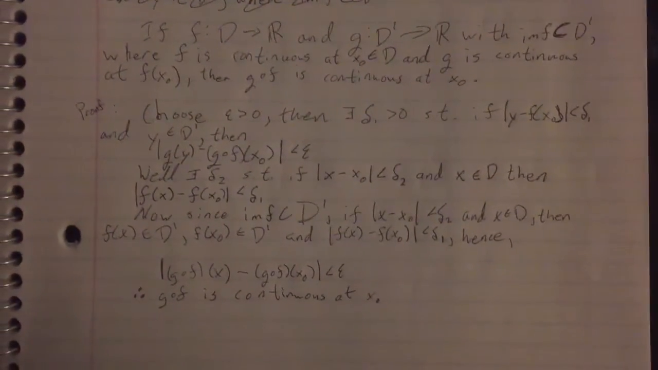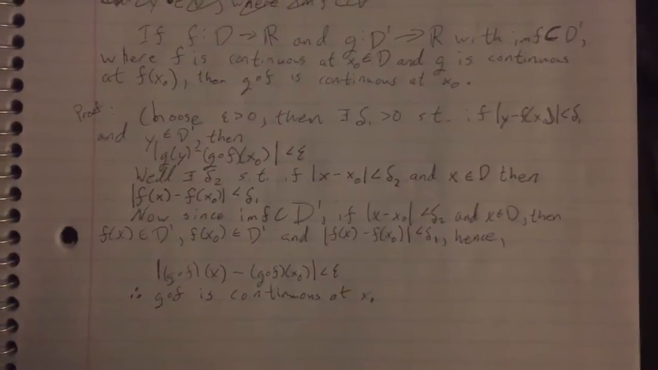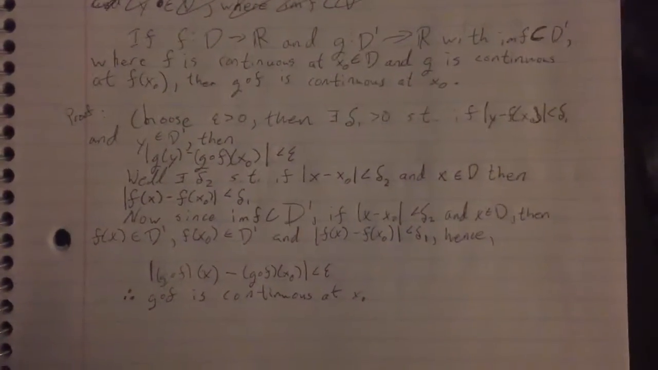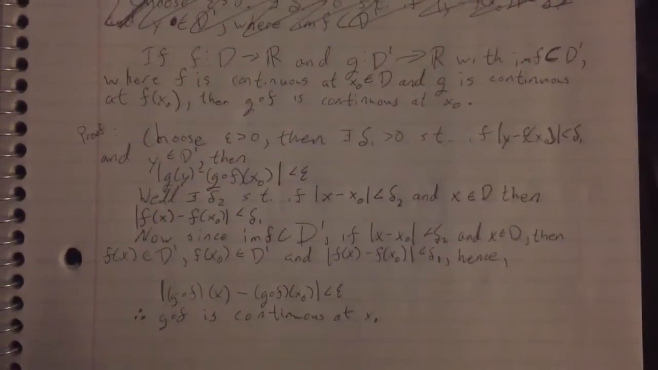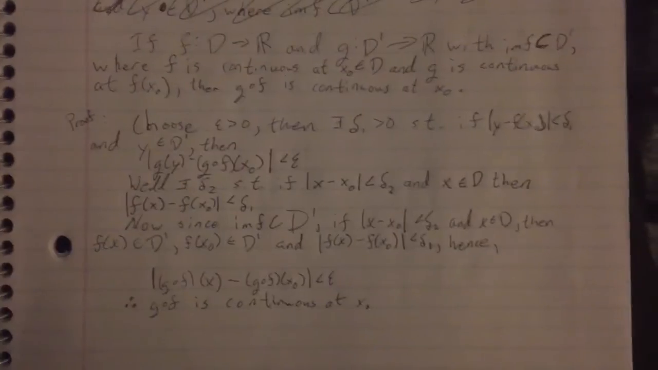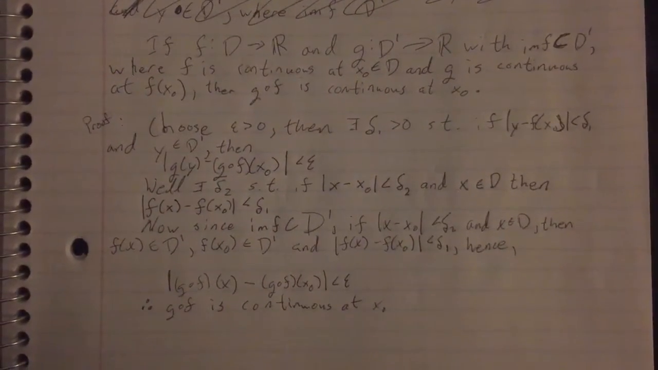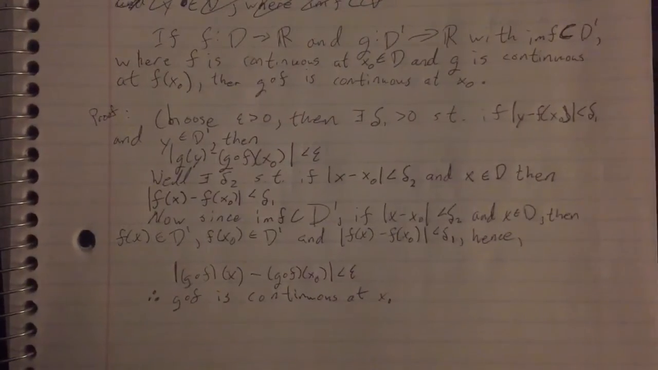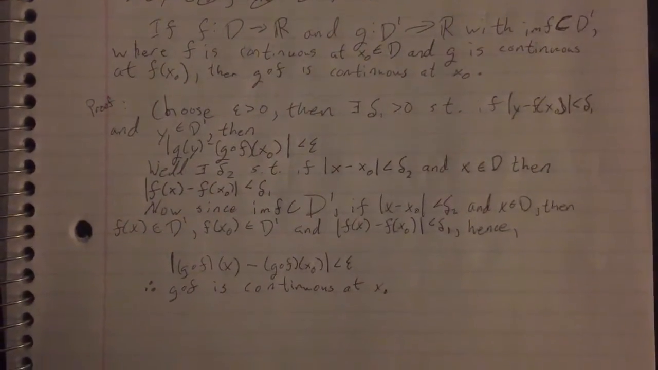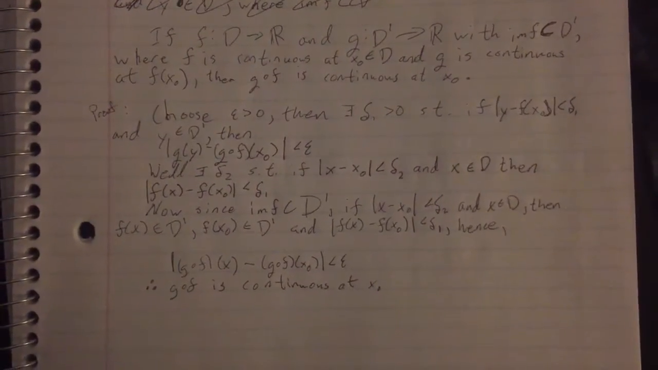This is my video proof that the composition of two continuous functions is also a continuous function. Alright, so we're going to go ahead and make sure we define everything really properly. So the technical proof that we're doing is: if f goes from D to the real numbers and g goes from D prime to the real numbers, with the image of f contained in D prime, where f is continuous at x naught in D and g is continuous at f of x naught, then g of f is continuous at x naught.